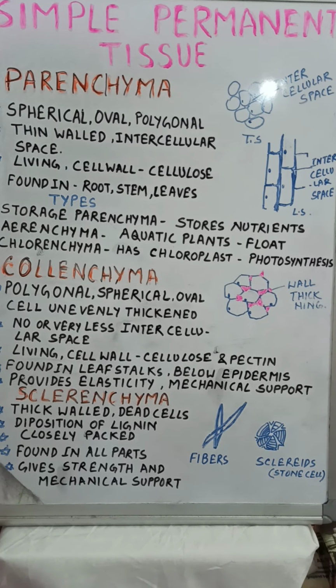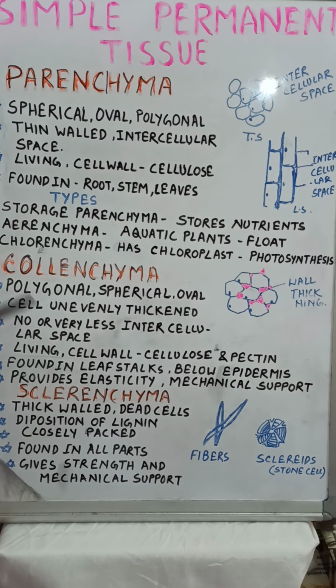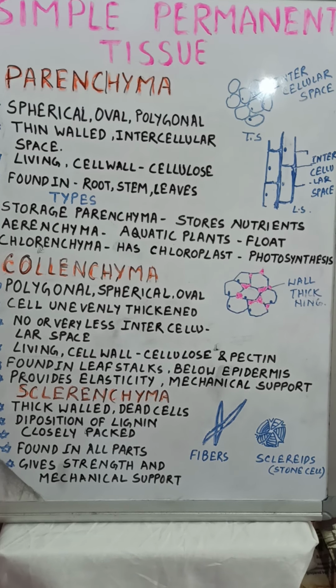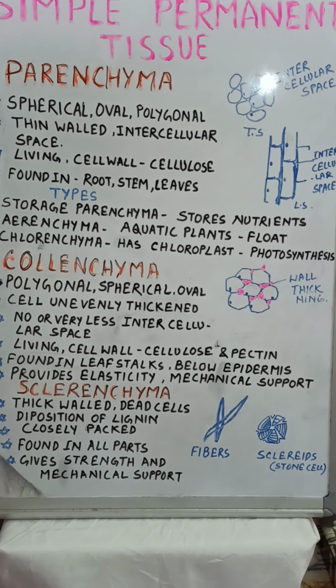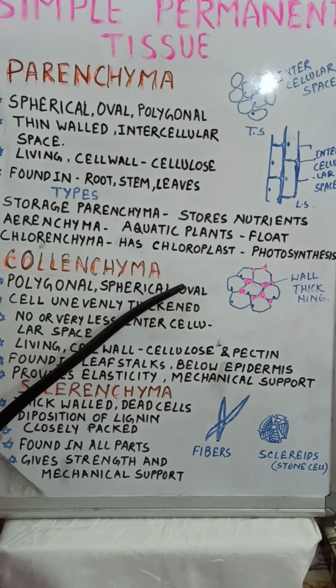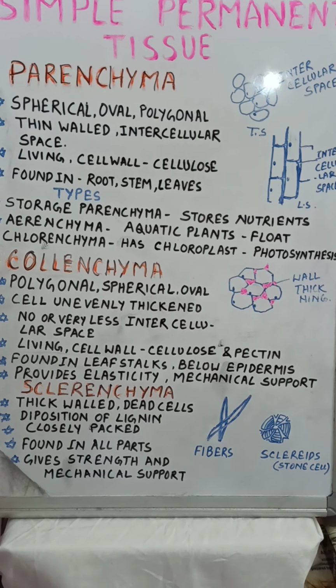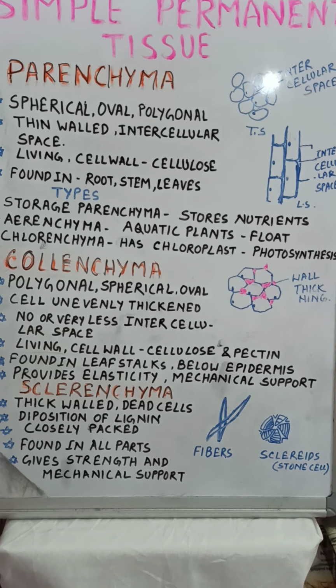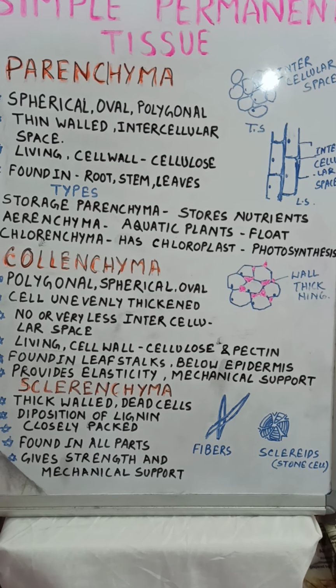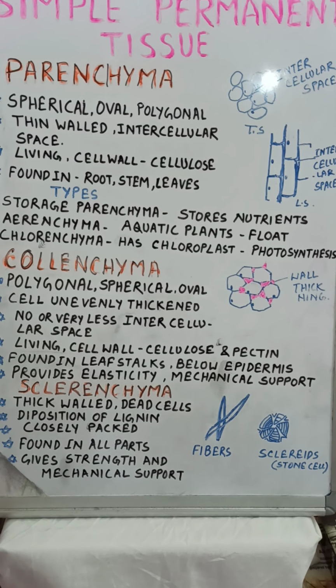collenchyma. As we say, collenchyma, the shape of the cells is again very similar to parenchyma. They are polygonal, spherical, or oval. Where does the difference lie between the parenchyma and collenchyma? The collenchymatous cells are also living, but the cell wall is unevenly thickened.